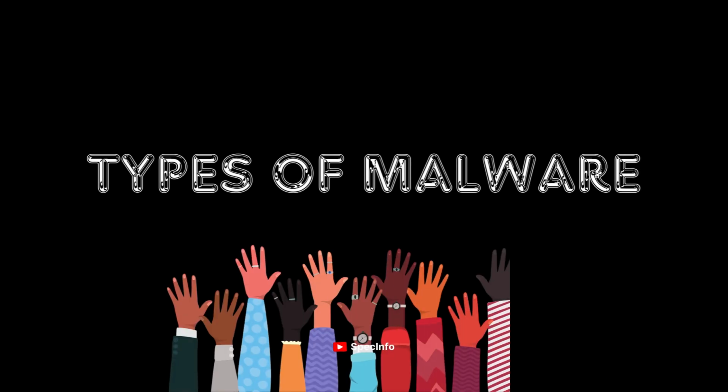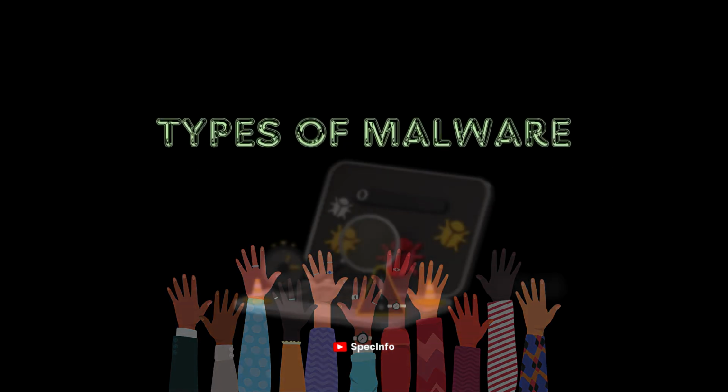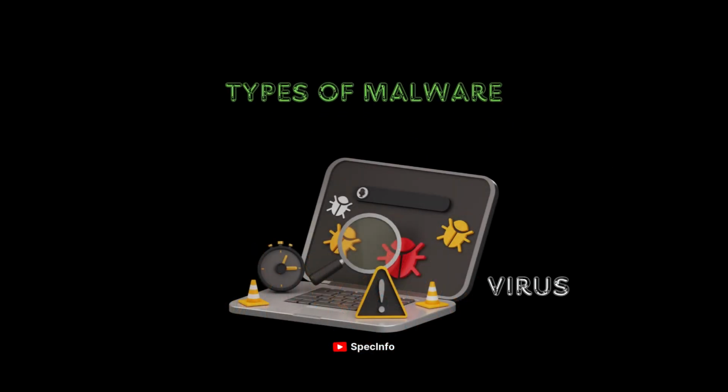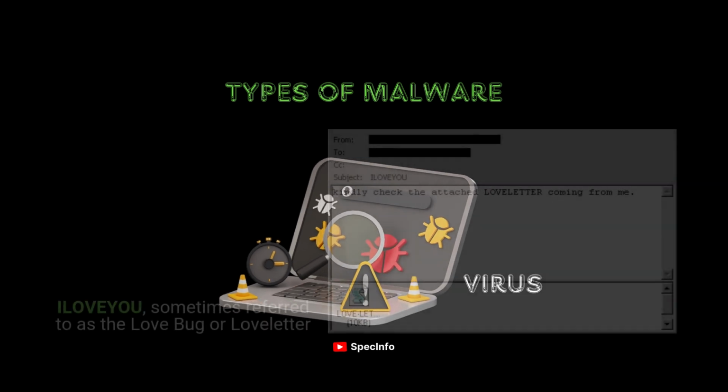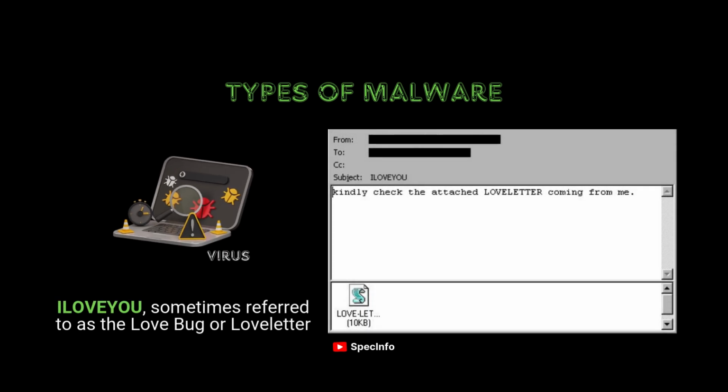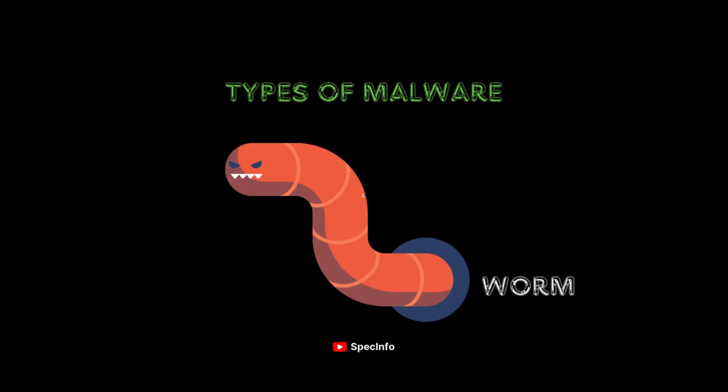Let's break down some of the most common types of malware you might encounter. First, the very famous virus. Viruses are probably the most well known form of malware. They attach themselves to clean files and spread to other files when you execute them. A real life example is the I Love You virus from 2000. It spread through email attachments, causing over 10 billion in damage by overwriting files.